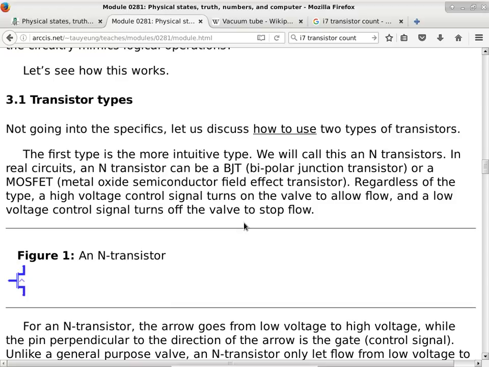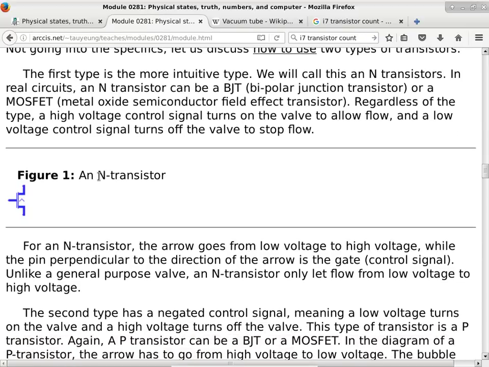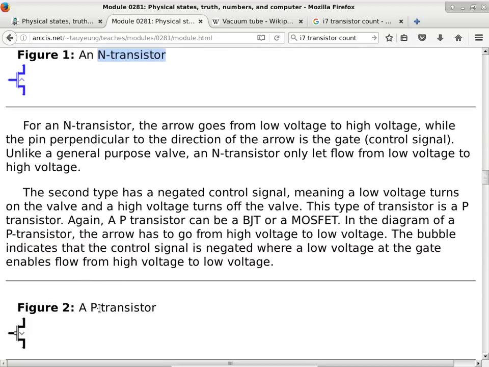All right, so the next one, section 3, is really kind of important. This is where the nitty-gritty detail starts, okay? So at this point, we'll actually introduce a certain type of transistor, or two types of transistors. One is called an N transistor. This is an N transistor. It looks like this. And this is a P transistor. It looks like that, okay?